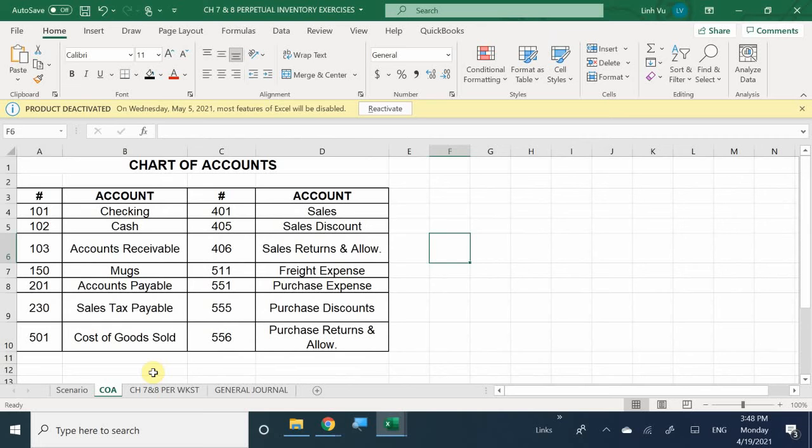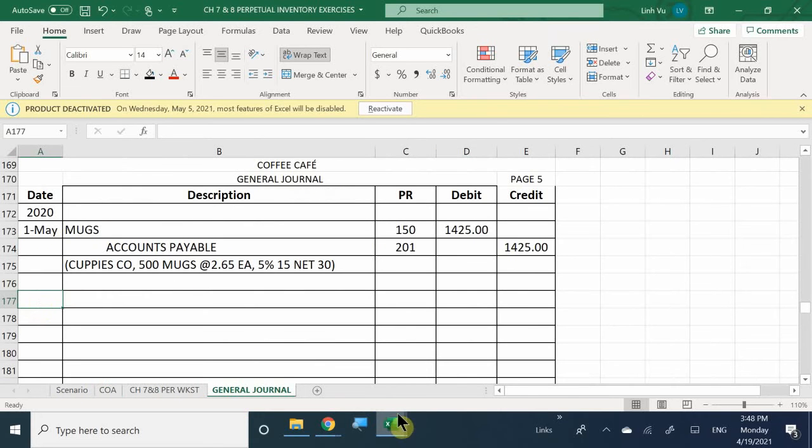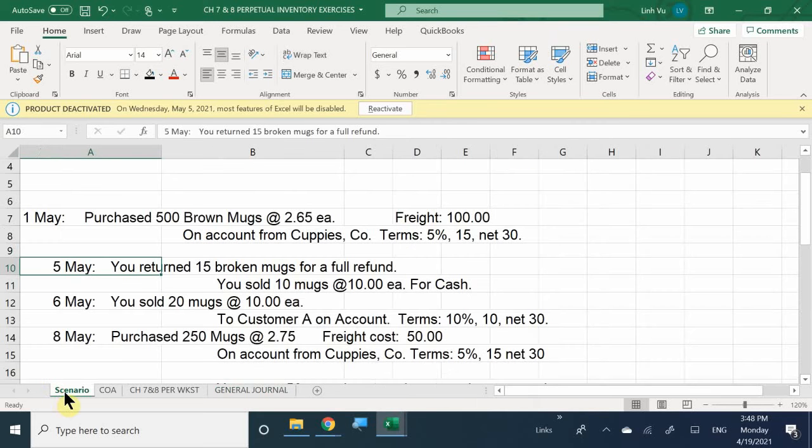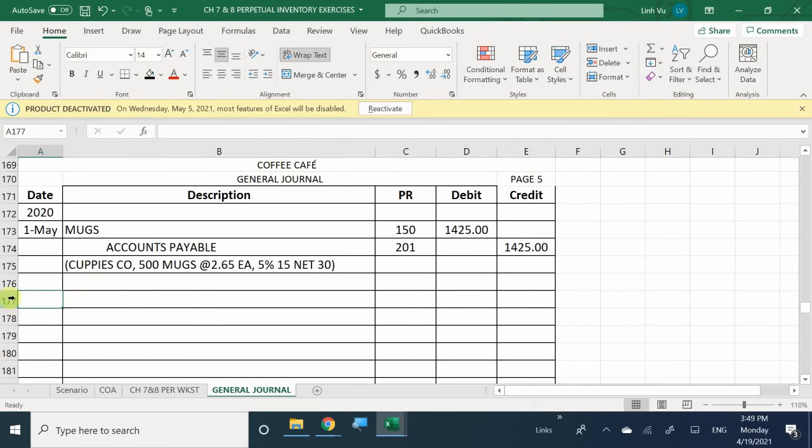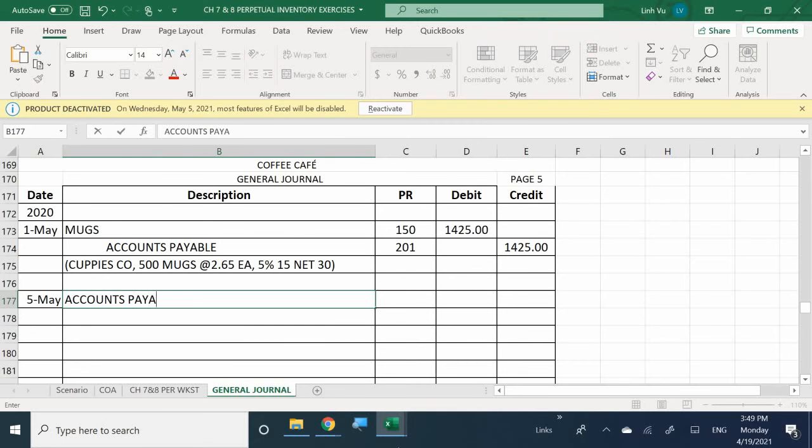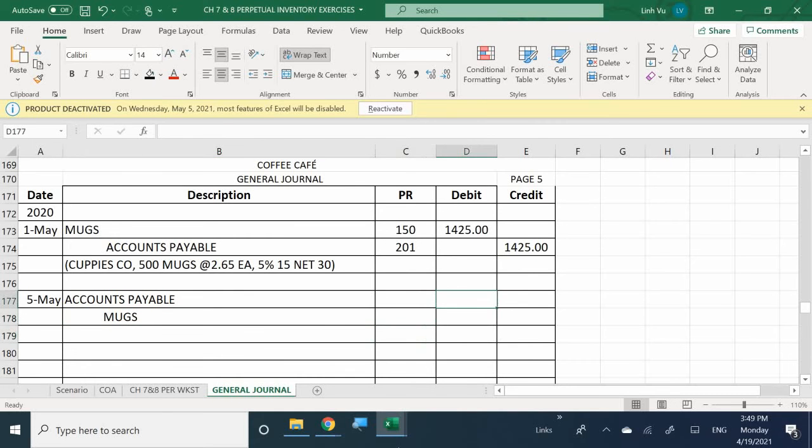How did we pay this customer? In accounts payable. Excellent. So in this case, I'm requesting a full refund. What was the date? May 5th. Skip a line to show that you finished this transaction. So if I paid on accounts payable, and they're giving me a full refund, what does that do to accounts payable? It's going to reduce my payment. And last thing, like I've said before, because they're broken, they're of no use to me, so I need to take it out of my mugs account. Okay, so 201 and 150.